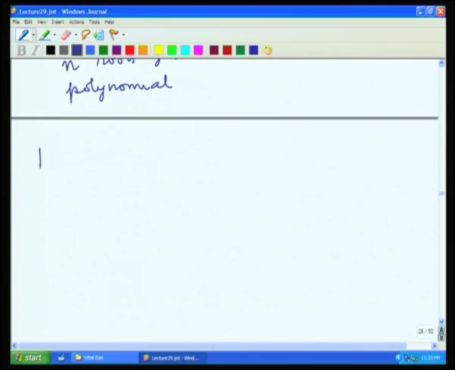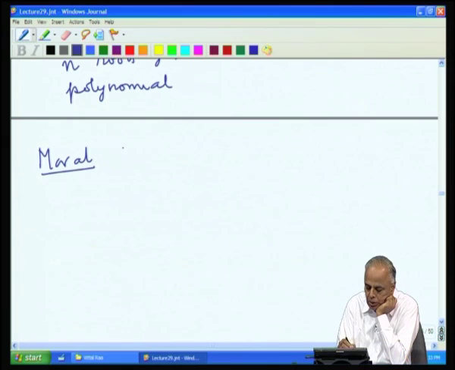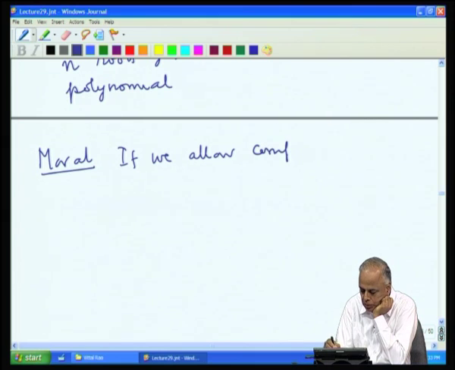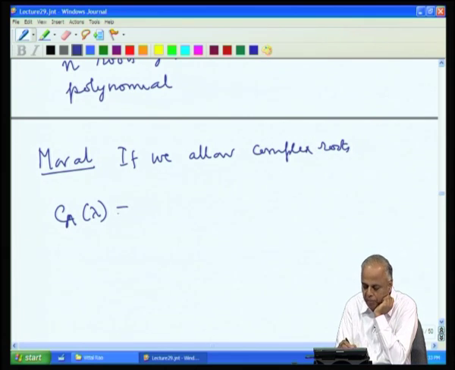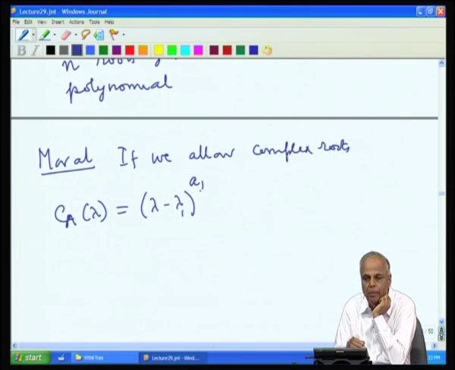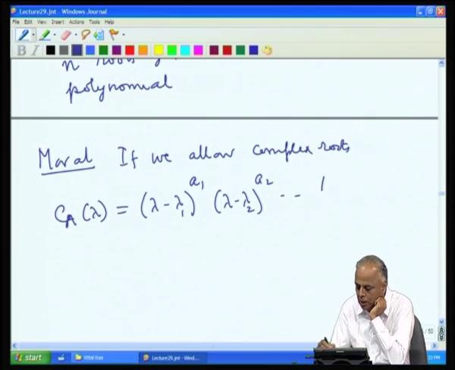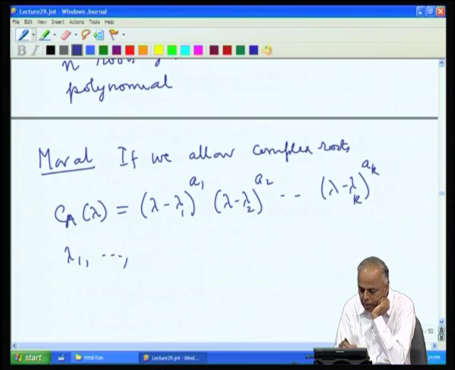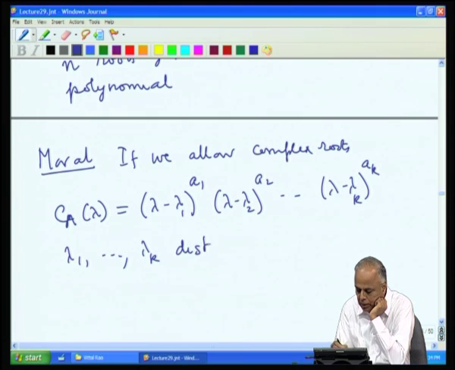So, what is the moral? The moral is, if we allow complex roots, C_A(lambda) can be factored. Say lambda 1 is a root, maybe it repeats a1 times, lambda 2 is a root, maybe it repeats a2 times, lambda k is a root, maybe it repeats ak times, where lambda 1, lambda 2, ..., lambda k are distinct roots and a1, a2, ..., ak are their repetitions.